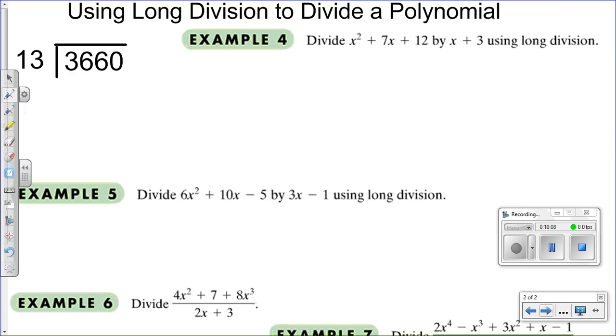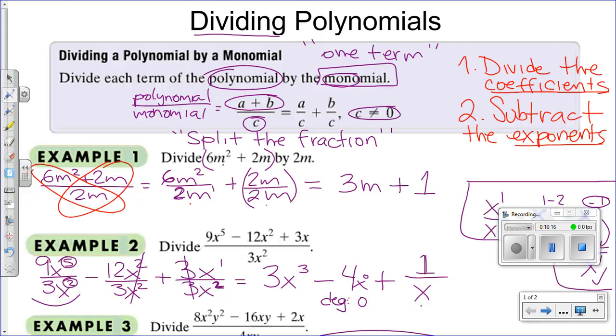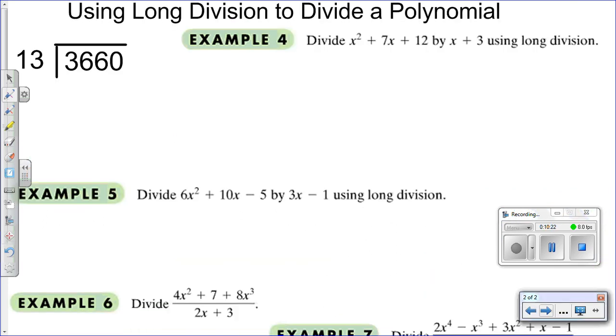Now we're going to go over long division, okay? And with long division, we're going to move out of the baby steps. When we were dividing by a monomial, it was like we were crawling. Now you guys are ready to start walking, yes? So now we're actually going to divide a polynomial by a polynomial.